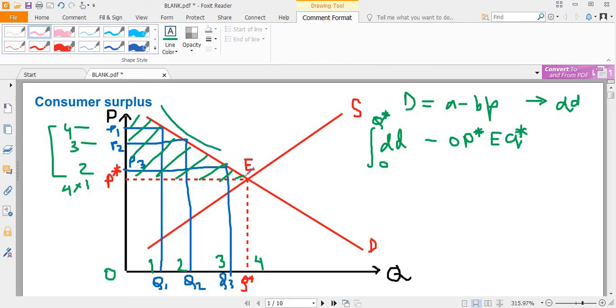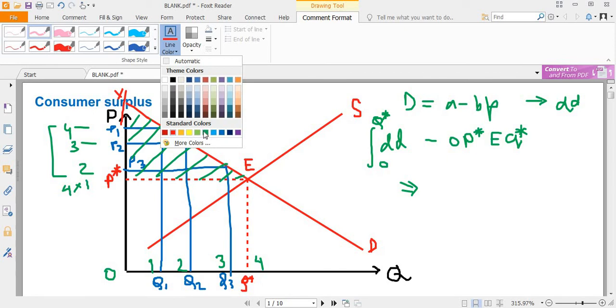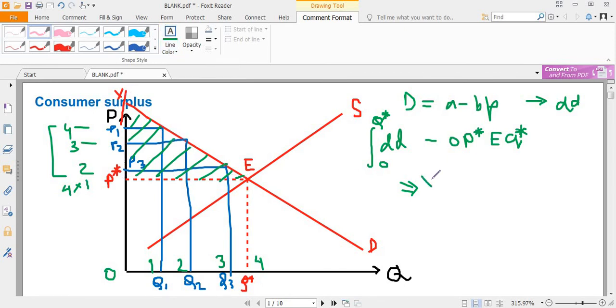If I have a non-linear demand curve, this formula would suffice. But if I were to think of it in the simplest way, where I have a linear demand curve, it would simply suffice to say that, suppose I have the demand line meeting the price axis at some point, say X, then the consumer surplus would be the triangle X P star E. That is essentially the area of the triangle X P star E. That would be my consumer surplus.